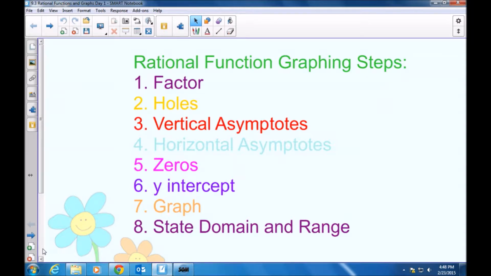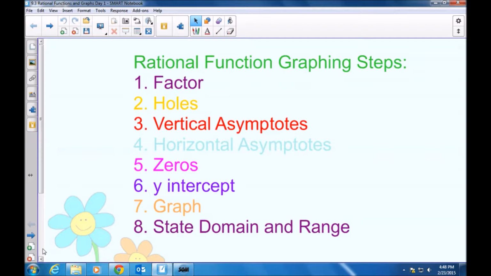Number one is factoring. All of our examples today are already going to be in factored form, so we're going to skip number one for today. Number two is holes. There are going to be points of discontinuity where a graph actually skips an ordered pair on the coordinate grid, and we'll talk about that later.